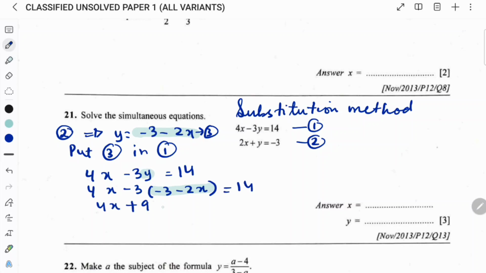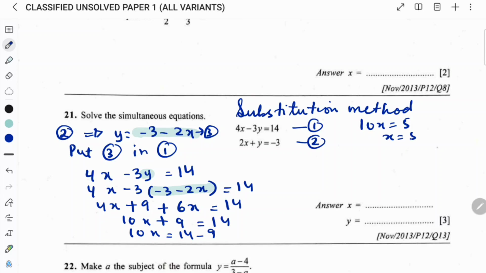4x plus 9 plus, because minus into minus is plus, 6x equals 14. Now we know that these 4x and 6x will become 10x. All right, so this is 10x plus 9 equals 14. 10x equals 14 minus 9, which equals positive 5. So 10x equals positive 5 and x equals 5 over 10.